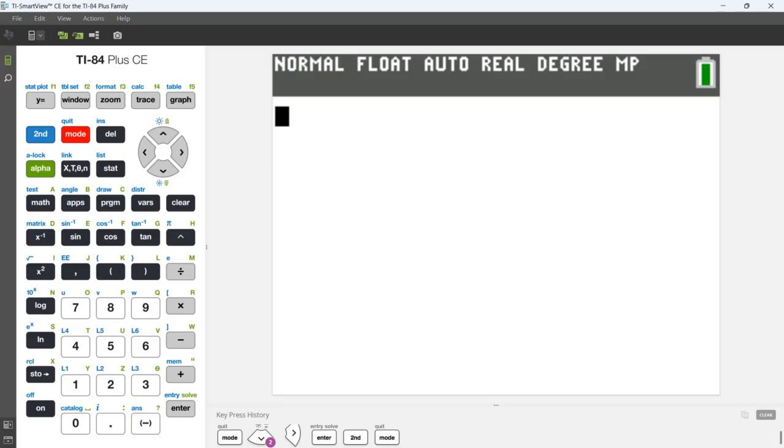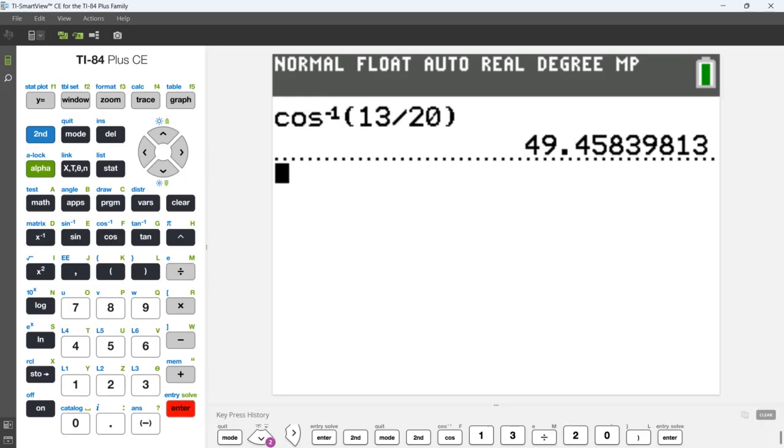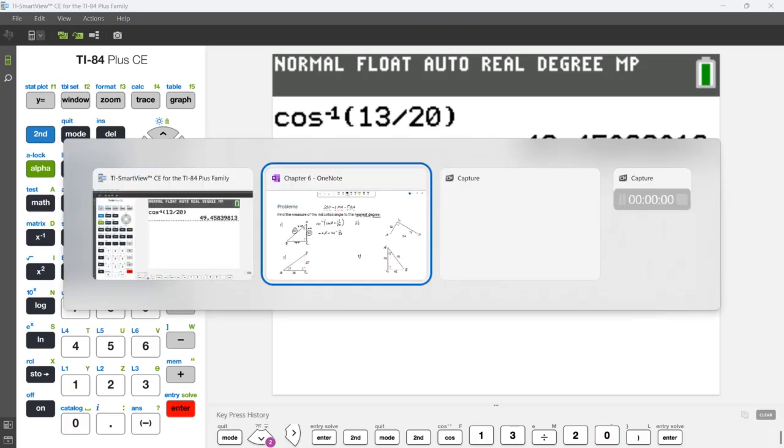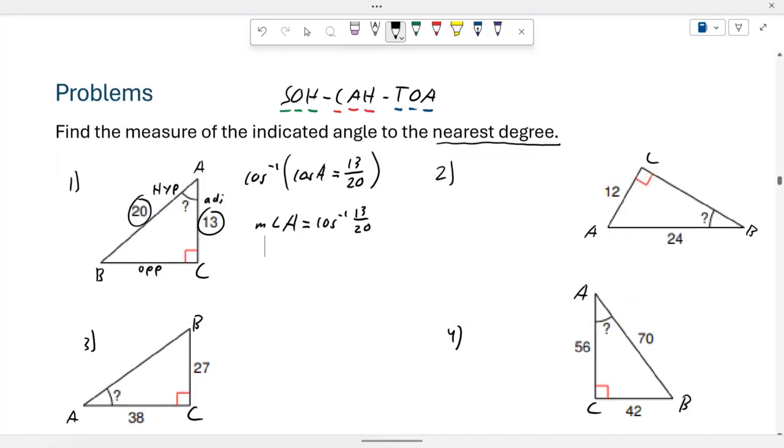So what I want here is the inverse cosine. Notice it's in blue above the cosine button. So I want cosine inverse of 13 over 20. And we're rounding to the nearest degree. And so if we're rounding to the nearest degree, our answer here is 49 degrees. So the measure of angle A is approximately 49 degrees. That's my answer for number 1.